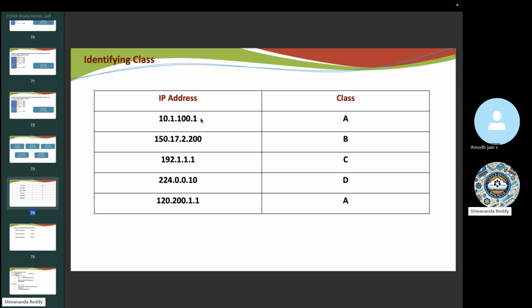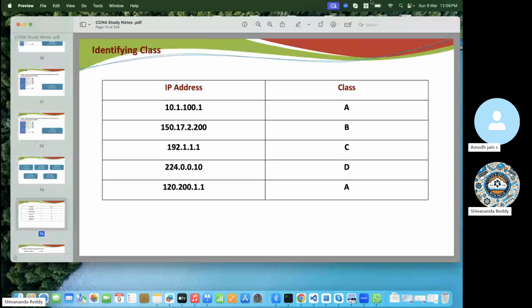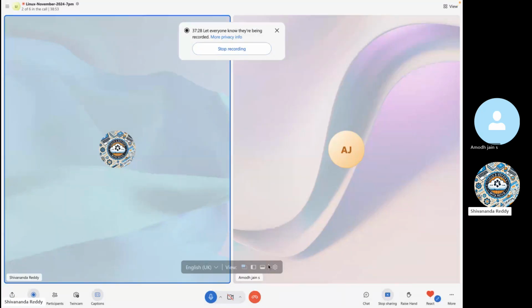Next class we'll start the practical, related to hub and switch and calculating the IP address. Any questions, Amod, for today? No, sir. Okay, cool. Next class we'll discuss checking the IP address configurations, and along with how to configure those, we'll see that. Okay. Thank you. Okay, sir.